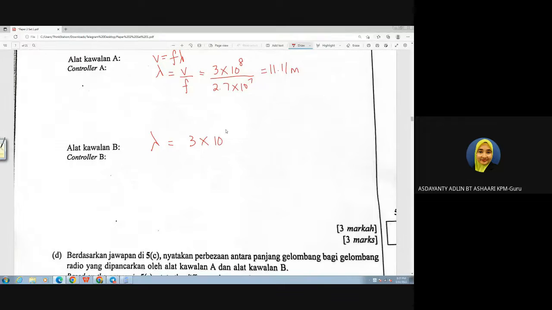3 times 10 power of 8, and for the frequency 4.9 times 10 power of 7. Then click your calculator. Answer 6.12. So you got the same. If you have a different answer, tell me.